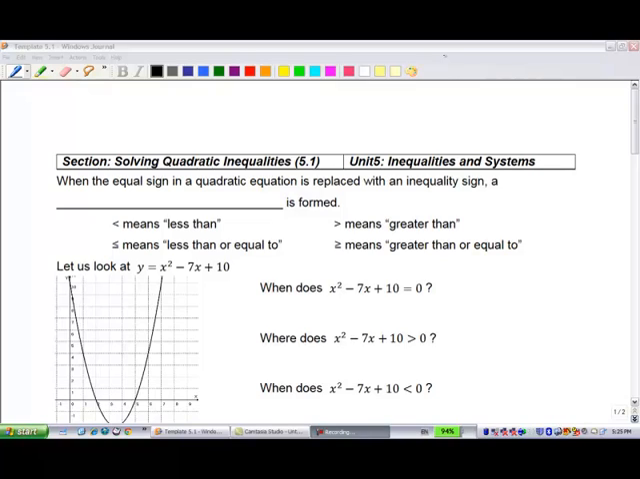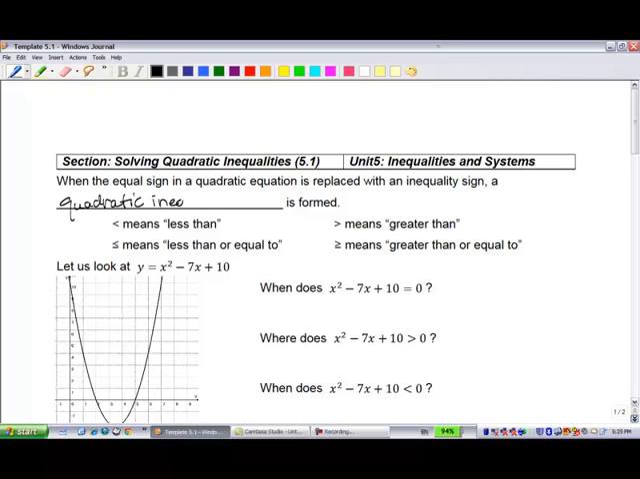When the equal sign in a quadratic equation is replaced with an inequality sign, we call that a quadratic inequality. So hopefully you remember that when we have this less than sign without the equal sign, it means less than. And we have less than or equal to when it does contain the equal sign. We also have greater than and greater than or equal to. And again, you're reading from left to right when you think of these things. So let's take a look.